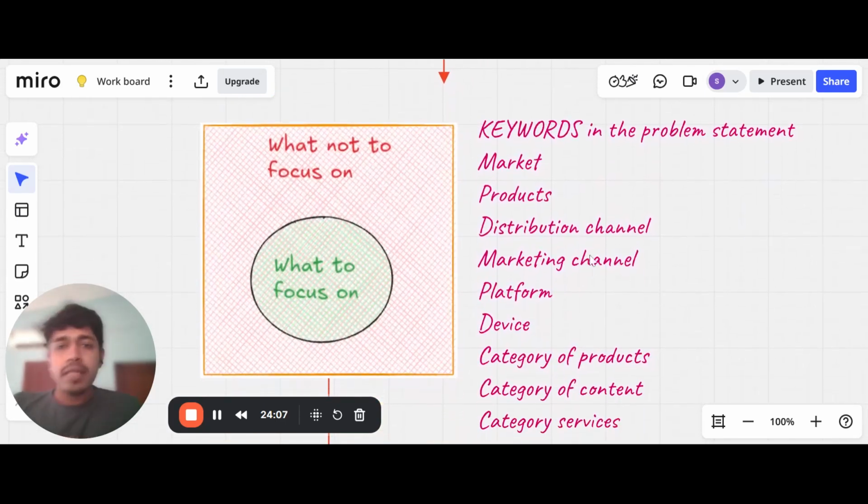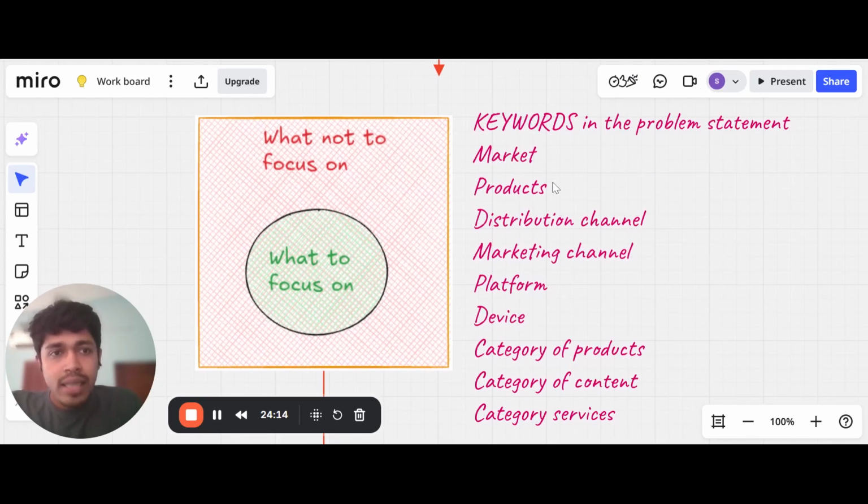Yeah. So as I mentioned, what not to focus on and what to focus on, this is what scope is about. So these are a few items which will help you understand the scope. The first one is the keywords in the problem statement. When you get a problem statement like, you are the product manager at LinkedIn and you have noticed that there is a 25% drop in user engagement, don't jump into solutions. First, understand the problem statement itself. What are the keywords?